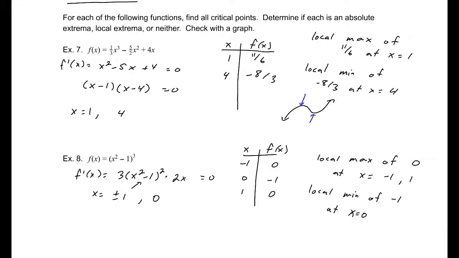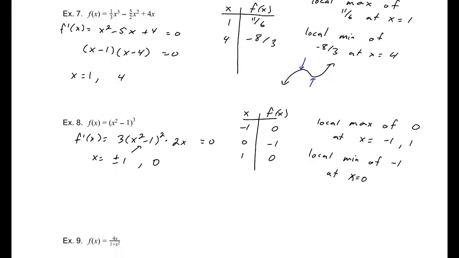All right, now what this function looks like is something like this, which I knew in advance. So I've obviously got a minimum at 0. That was this right here. So this actually is an absolute minimum.